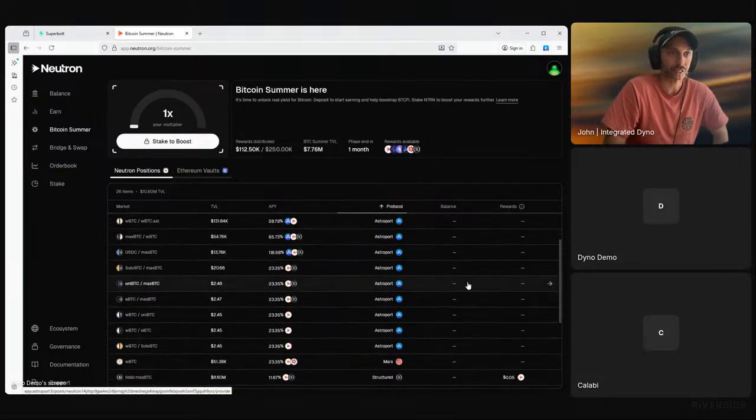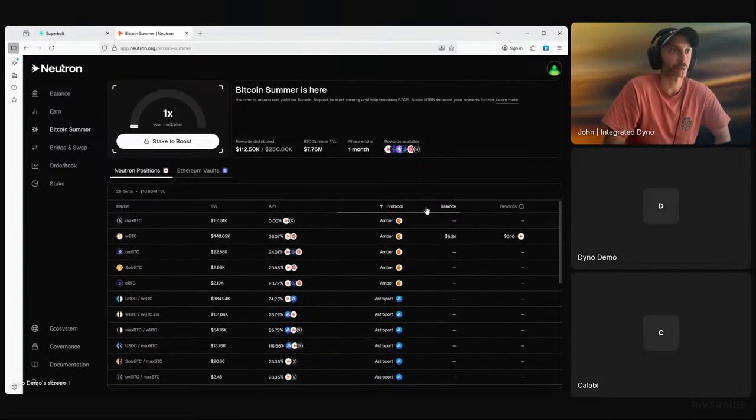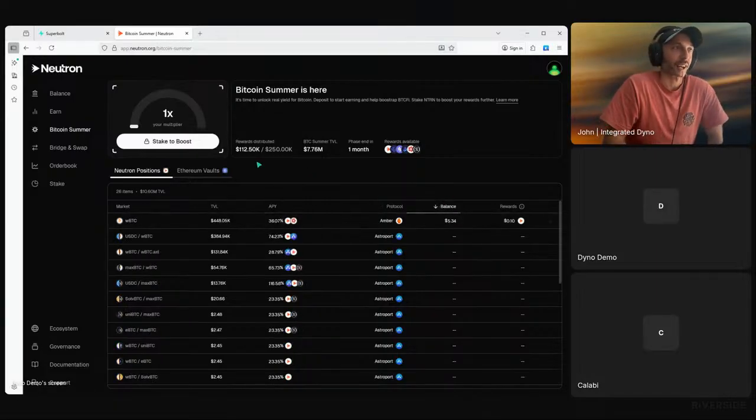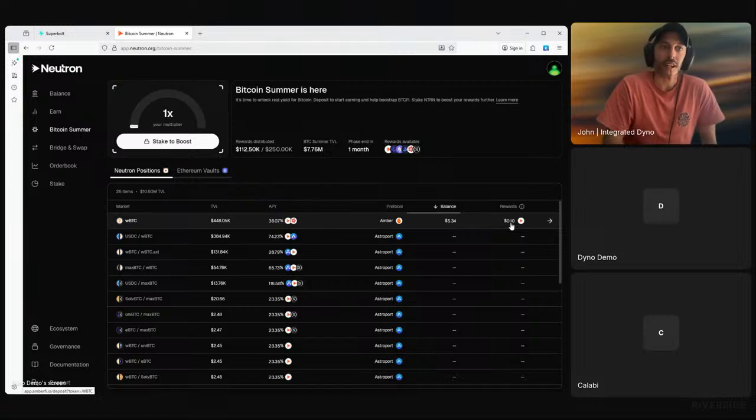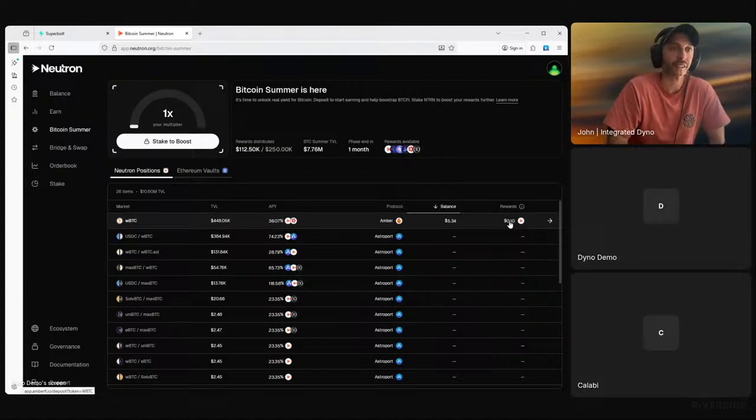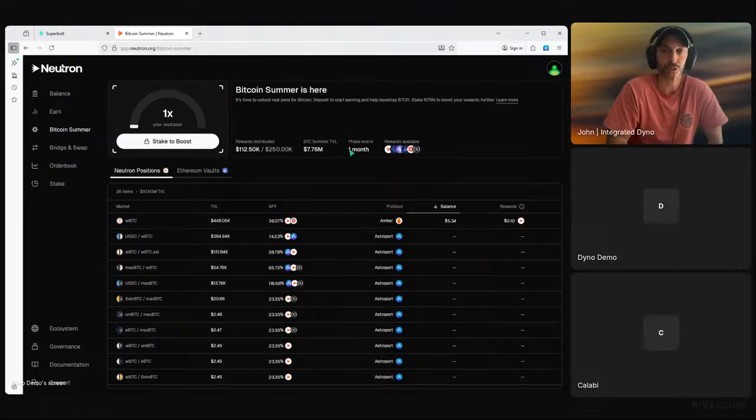I do want to always remind people about how the rewards actually work for Bitcoin Summer. You'll see here rewards are earned in the reward column every day at 6:30 p.m. UTC. This will be updated, but you cannot claim these rewards until the phase ends. Every phase is 2 months long, and the rewards will become claimable after the end of the phase.